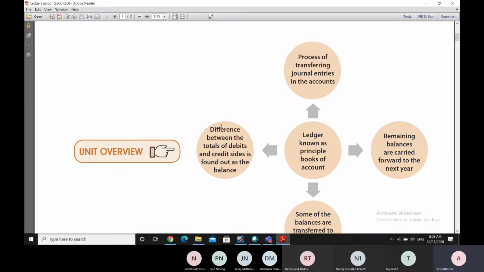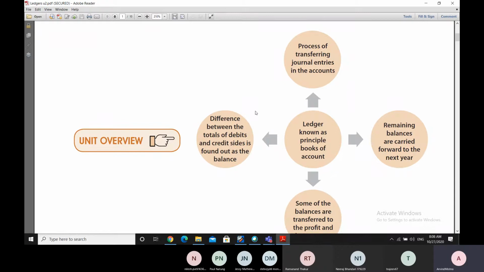Friends, ledger is known as the principal book of account as opposed to subsidiary books. Ledger is the principal book of account. The spelling of principal here should be P-A-L rather.